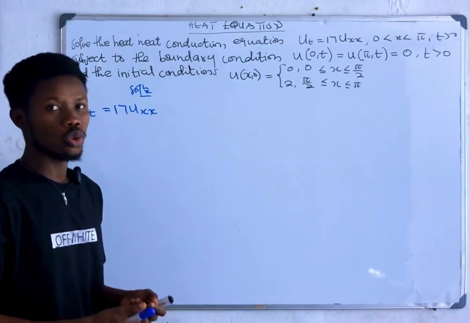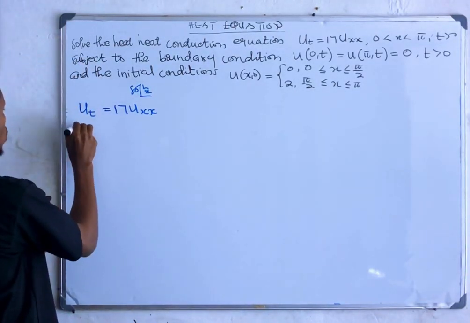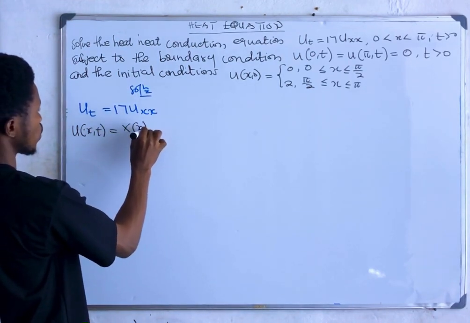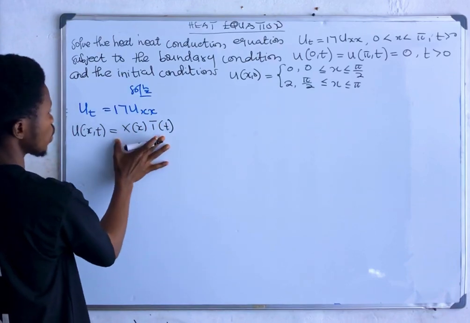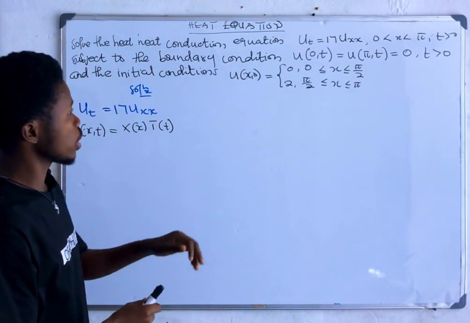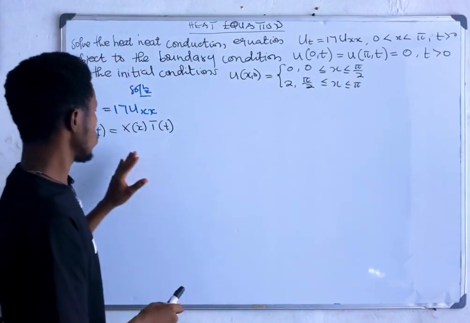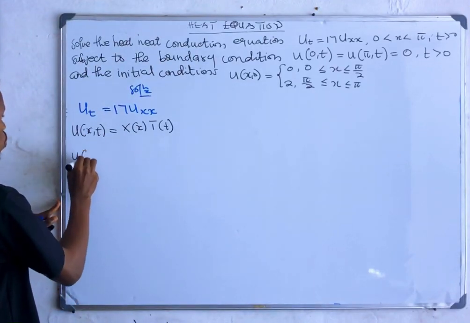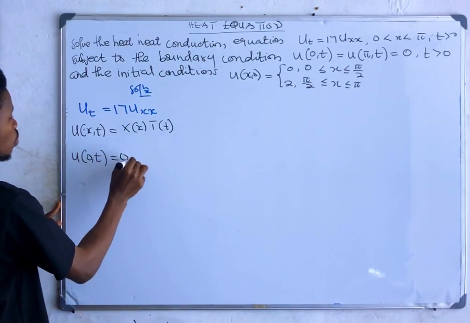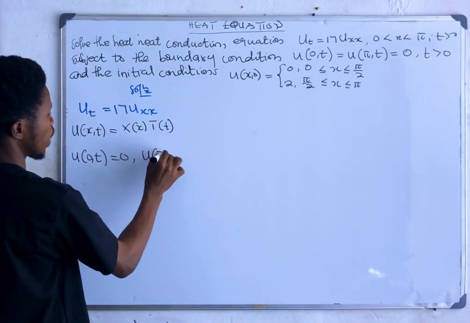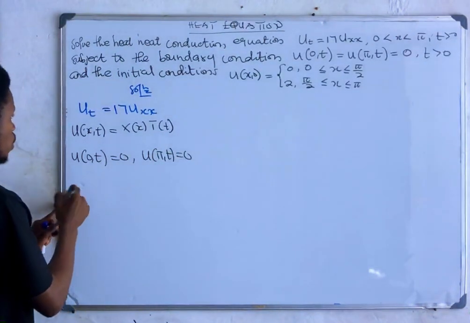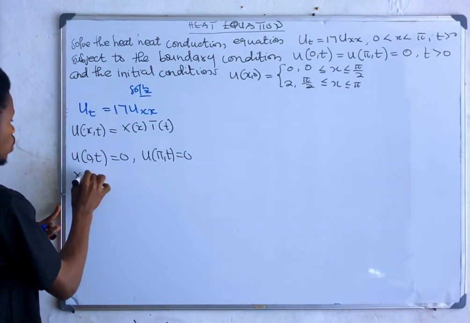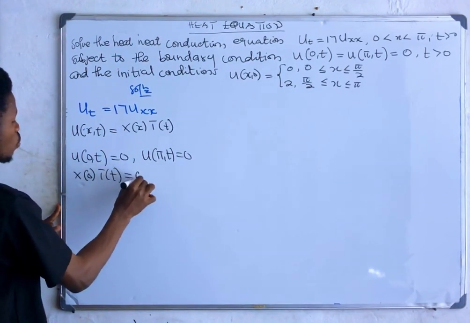So the first thing we said is that you have to set your own solution. Your solution should be in terms of x and t, which will give you X of x, T of t. Is that okay? Then the next thing to do is to set our boundary conditions. So here, the meaning of this is that u of 0, t equals 0 and u of pi, t equals 0. If I put it, I'm going to have X of 0, T of t equals 0.